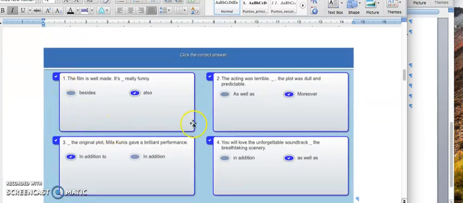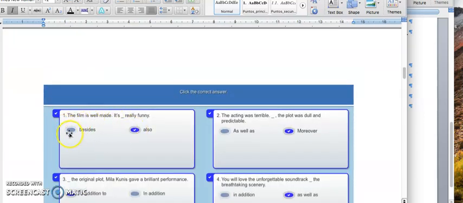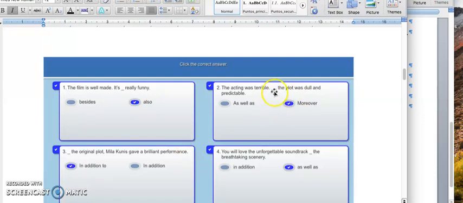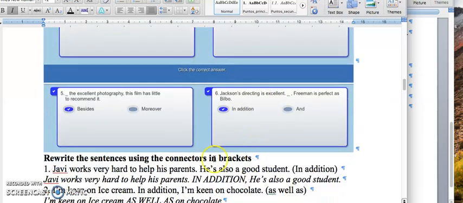Well, with respect to those ones, it's on activity 6. We have to choose one or the other. Besides, as we said, it should be in here, so it's not possible, so that's why we use also. With respect to this one, we have here a comma, so that's why we use moreover, because after that we have to use a noun phrase, so verb plus ing. In addition to, verb plus ing, or noun. In this case it's noun, so we use this one. We love the unforgettable soundtrack, as well as, noun phrase and noun phrase. Okay, besides, como he dicho antes, cuando lleva ese, lleva un noun, besides the excellent photography, and Jackson's directing excellent.